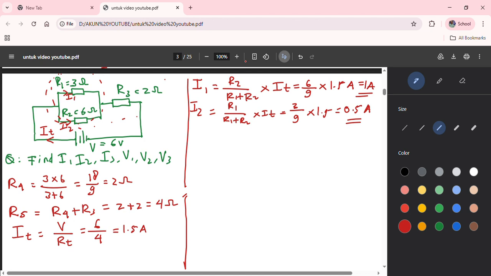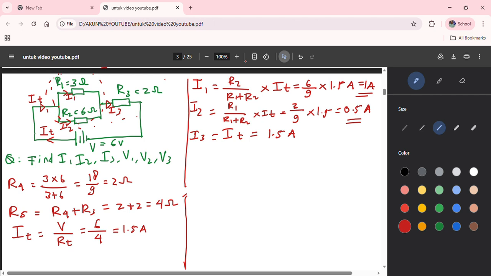Now we are going to find I3. I3 is the current flowing here, which is the same as the current flowing here, IT, because after it goes here, goes there, and then combines again here. So I3 is equal to I total, which is 1.5 ampere.